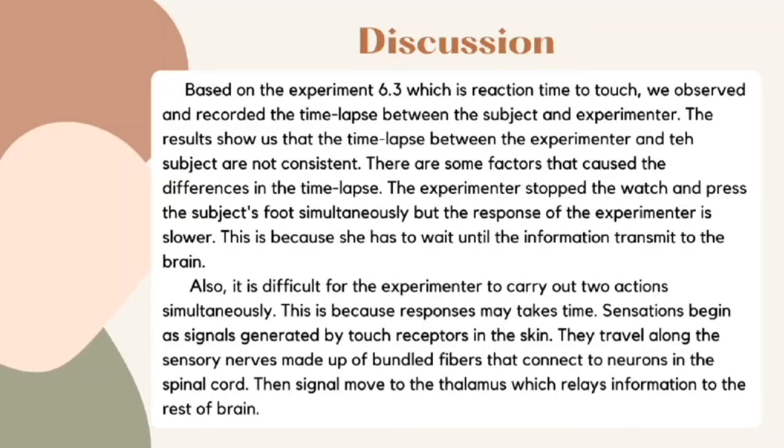This is because he has to wait until the information transmits to the brain. Also, it is difficult for the experimenter to carry out 2 actions simultaneously. This is because the response may take time. Sensation begins as a signal generated by touch receptors in the skin. They travel along the sensory nerve, made up of bundles of fibers that connect to neurons in the spinal cord. The signal moves to the thalamus, which relays information to the rest of the brain.